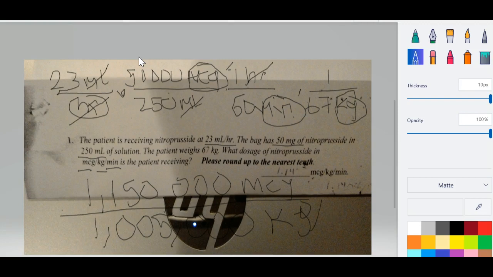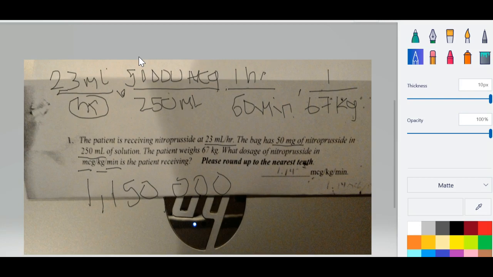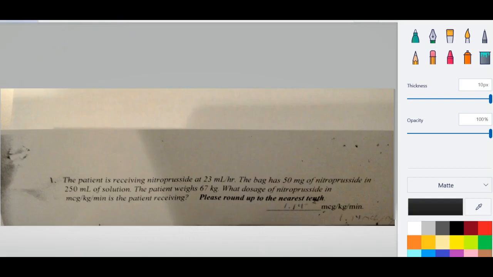All right, so let's do that here. We got that all equals 1.1 mics per kilo per minute. All right. So there's another way to do this. Okay. So it's called reverse engineering. So reverse engineering or base concentration.